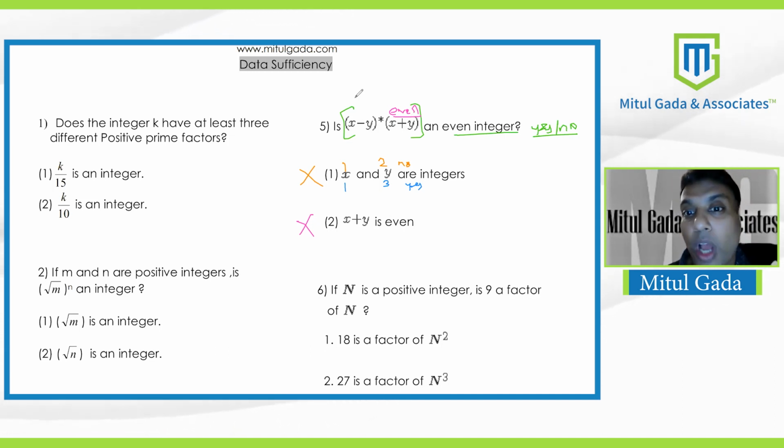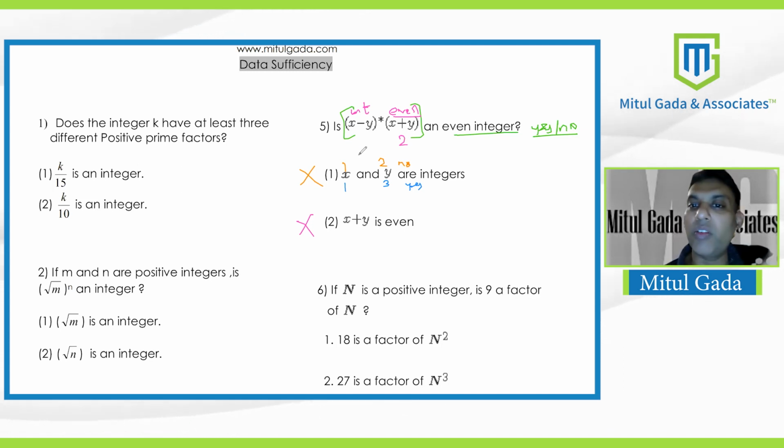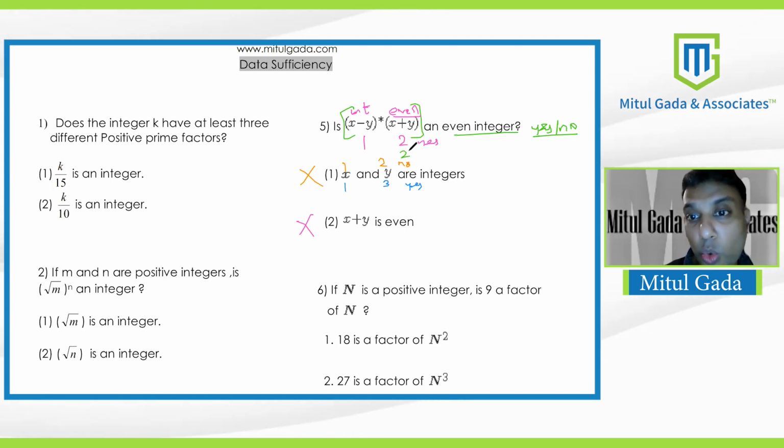Even into an integer is even. Agreed. Like if you say 2 into 1, 2, 3, 4, 5, 6, it will always be even. But that holds for an integer, and x and y are not necessarily integers. Your x minus y here, the difference, could be a fraction. For example, is 2 into 1 even? Yes. Okay.